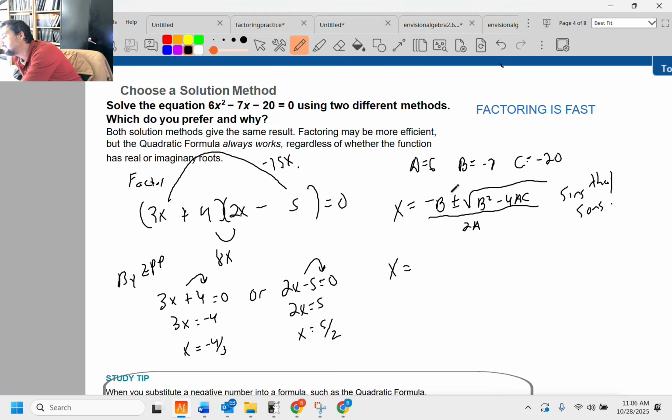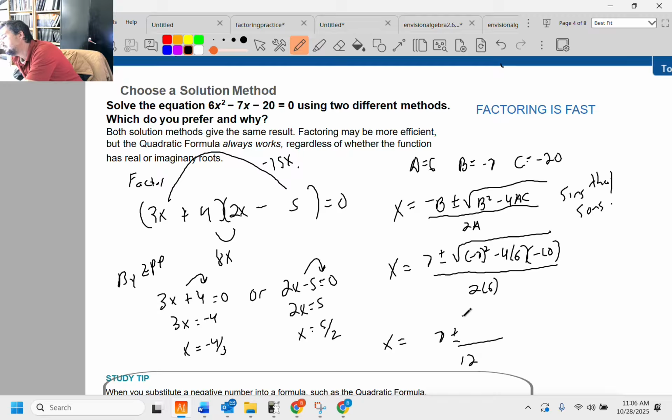Anyways, plug in. Opposite of a negative 7 is a positive 7, plus or minus the square root. Good practice to wrap negatives. Minus 4 times A, which is 6, times C, which is negative 20, and it's all sitting pretty over twice A. Twice 6 is 12. We have 7 plus or minus the square root of 4 times 6 is 24, times 20 is 480, plus 49 here should be root 529.